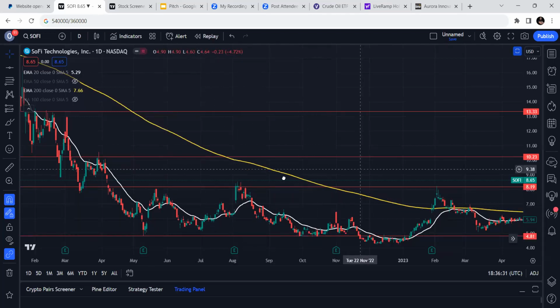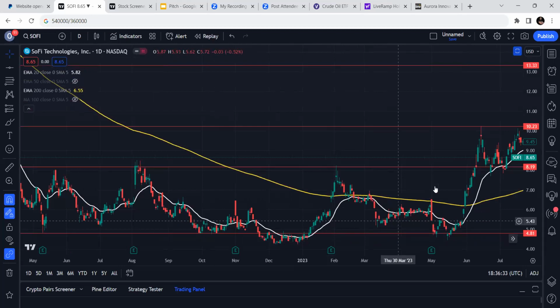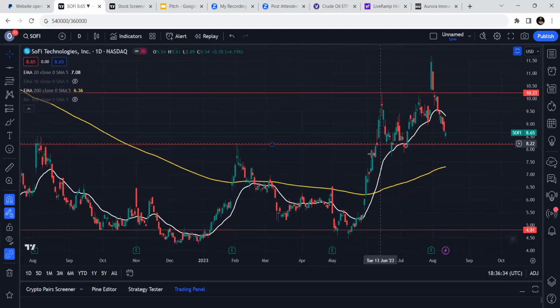Can you see here? Can you see there? Suddenly, what happened? It broke out. After it broke out, it pulls back. Now, this is the confirmation that I always look for. Now, you can see here, from here, it moved from 8 to 11. Take profits.